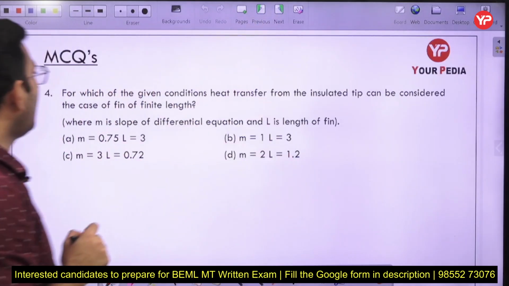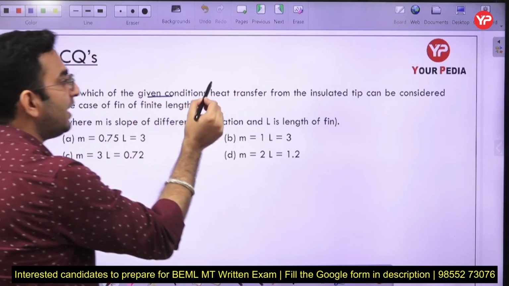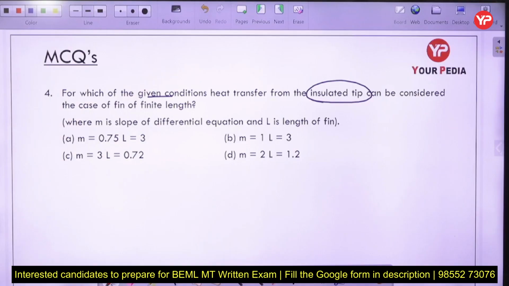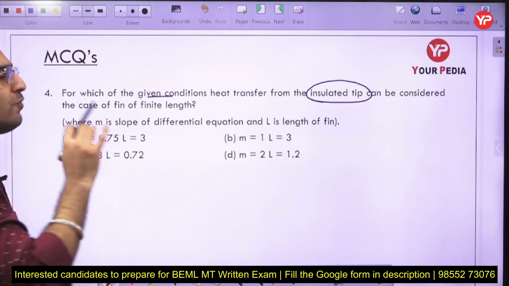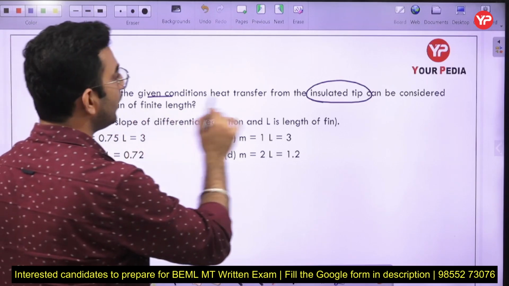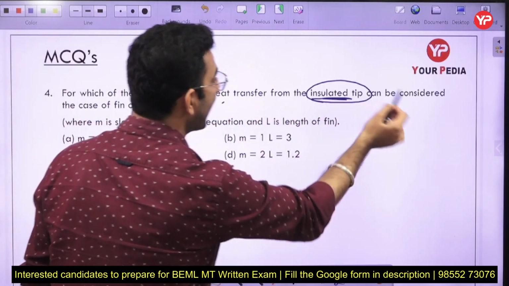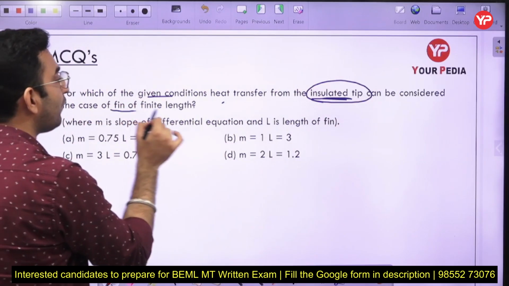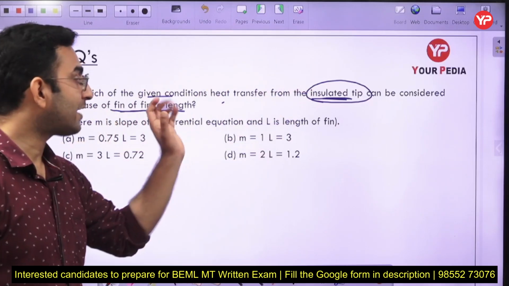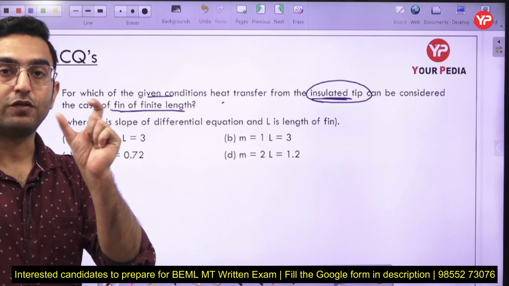Next question, for which of the given conditions can heat transfer from the insulated tip be considered as a case of a fin of finite length here? In this case, first of all we have to mark the conditions. You can assume the heat transfer from the insulated tip can be considered as a case of the finite length. Just see, this can be solved by checking out the value of mL here.